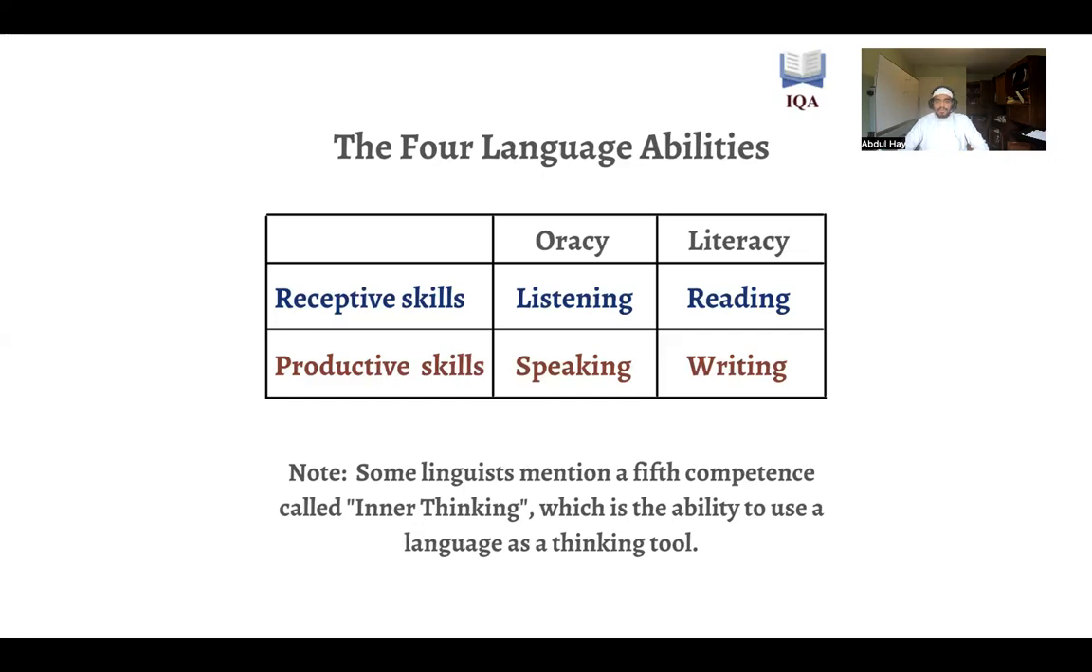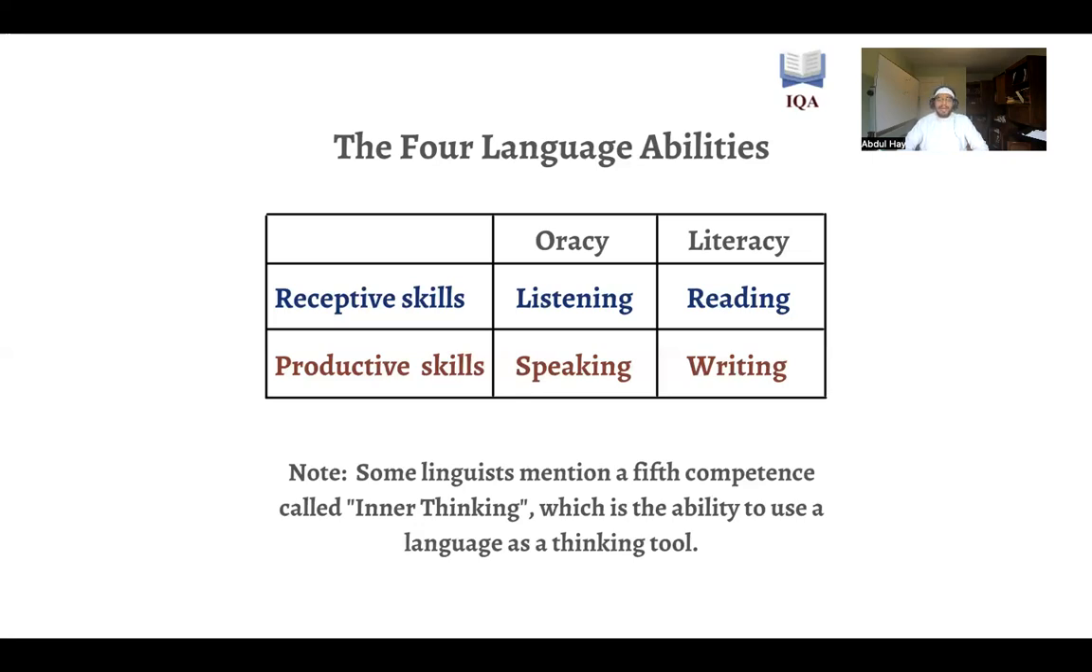Now, some linguists mention a 5th competence, a 5th ability, which is called inner thinking, which is the ability to use a language as a thinking tool. So what language do you think in? Do you think in French? Do you think in English? Do you think in Arabic? Do you think in Somali? Do you think in Urdu? The list goes on. Many people are bilingual and multilingual. They have multiple languages, but usually they only think in really one language. But this is a whole other issue that I don't want to go into details with concerning, do we think in a language or not? Is thought and language separate or the same? That's a whole other discussion, which has to do with neuroscience.